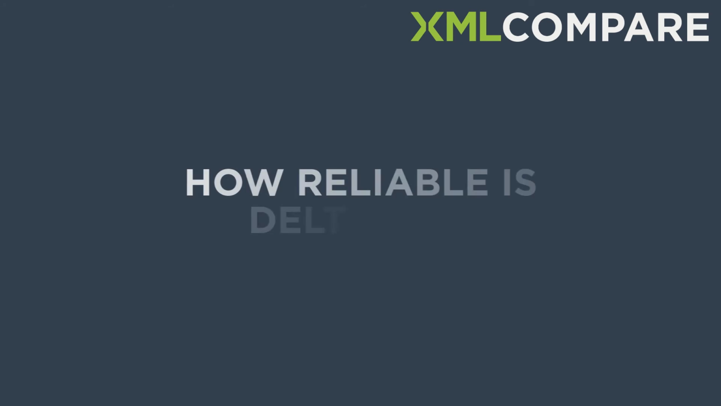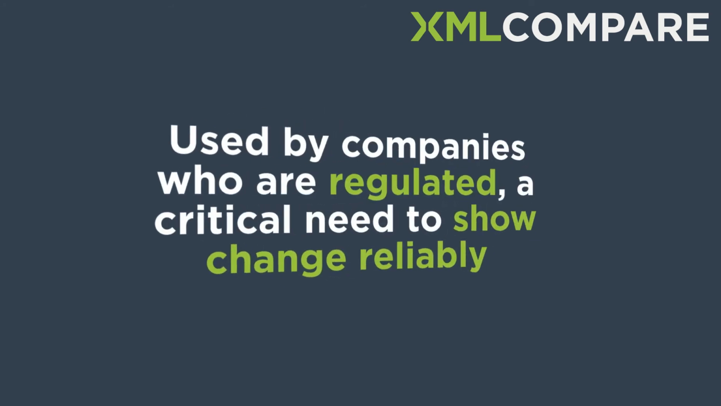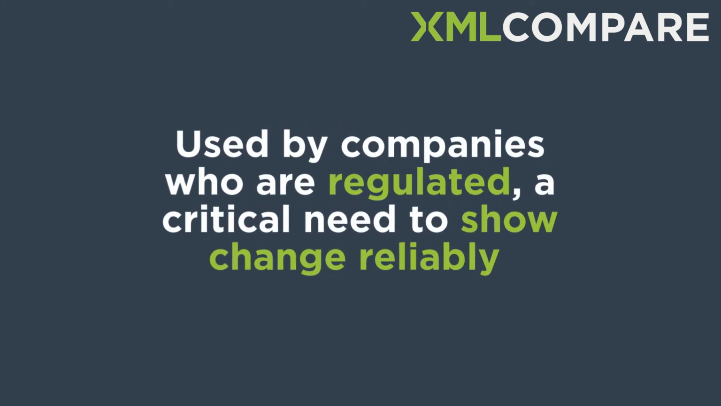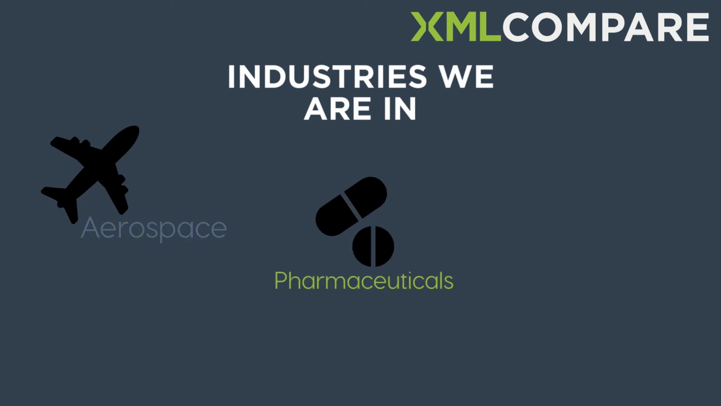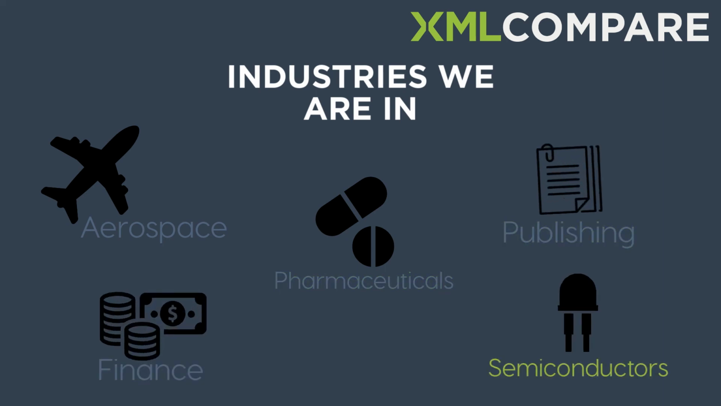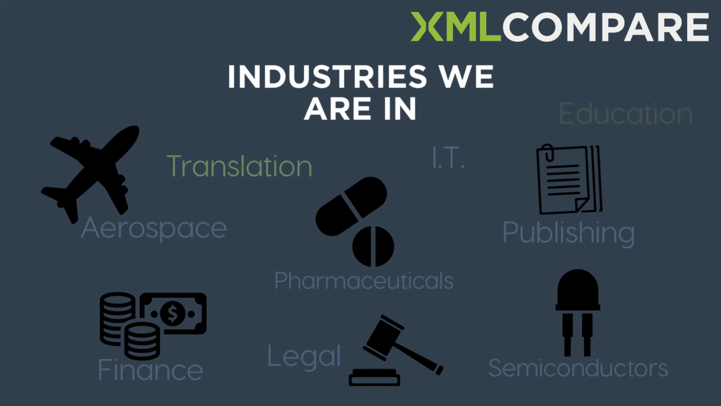So how reliable is DeltaXML? Well, we're used in all sorts of industries by all sorts of companies who are regulated or have some critical need to be able to show change reliably. Whether that's Boeing or Lufthansa in aerospace with aircraft manuals, GlaxoSmithKline or Siemens Healthineers in pharmaceuticals, publishing, finance, semiconductors, we're used in all of these industries as well as many, many more, where technical documentation is absolutely key and critical to what they're doing.